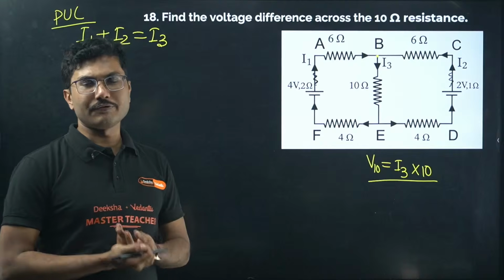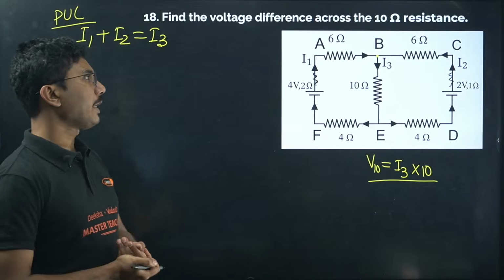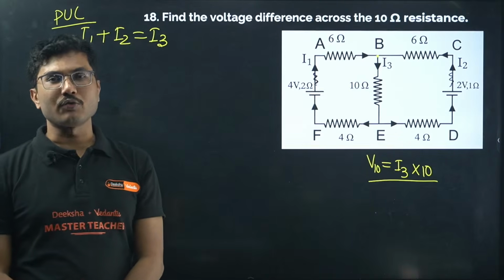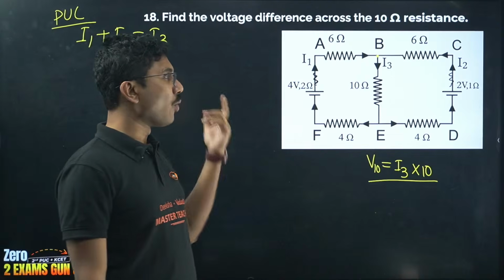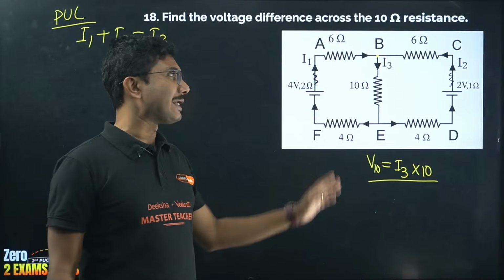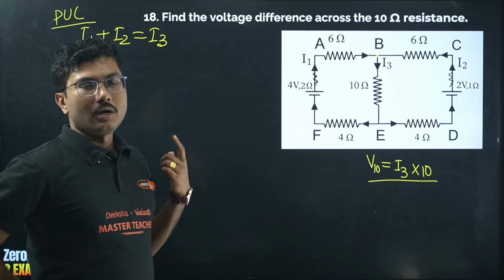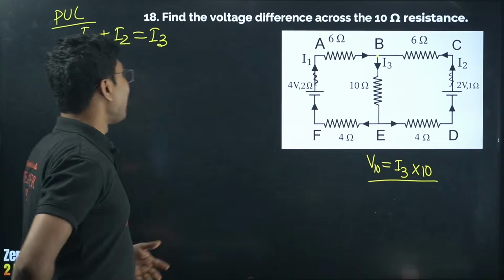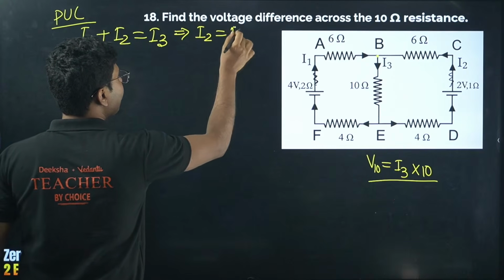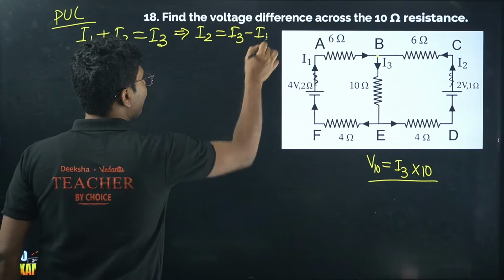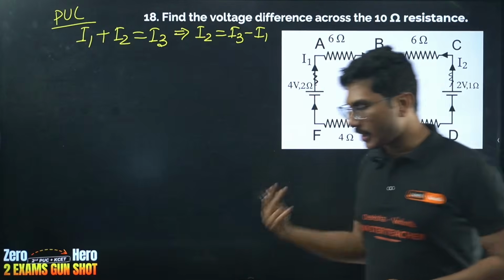Once you simplify the current, then you have to apply Kirchhoff's voltage law. Now in this particular case we are trying to find I3. Because I1 plus I2 equals I3, you can calculate I1 and I2 and then add them to get I3, or you can directly calculate I3 by simplifying one of them, that is I2 equals I3 minus I1. You will get two equations, and you have to solve them to get I3.